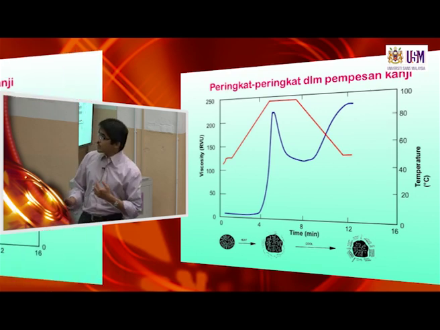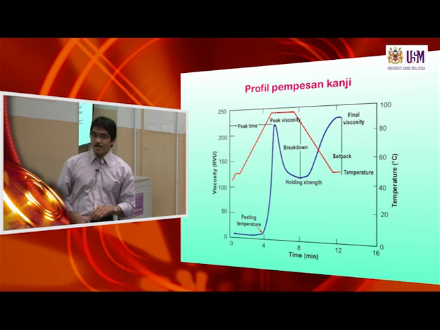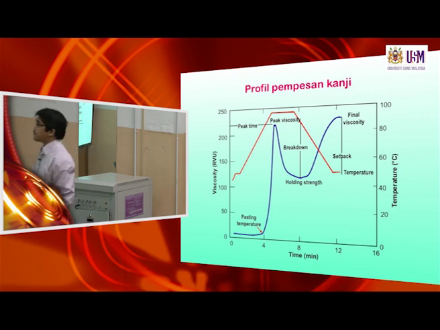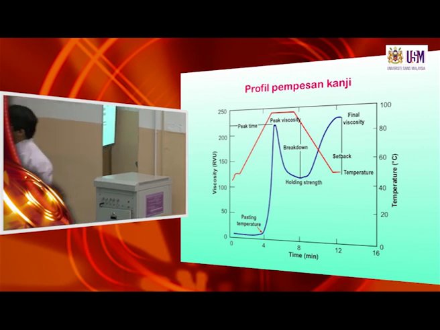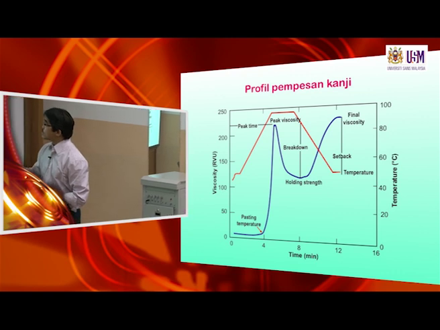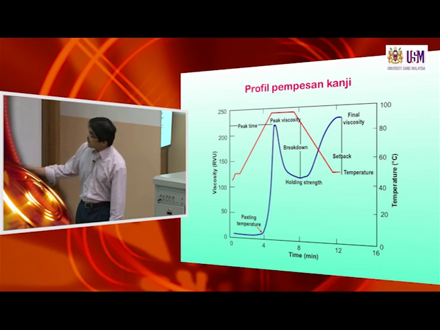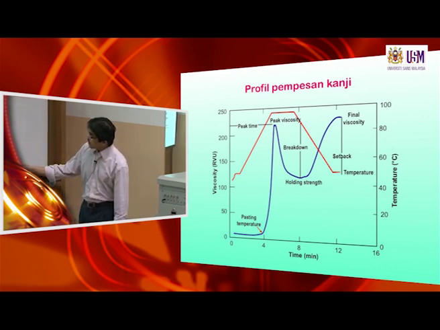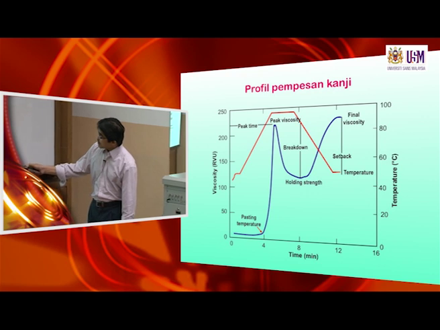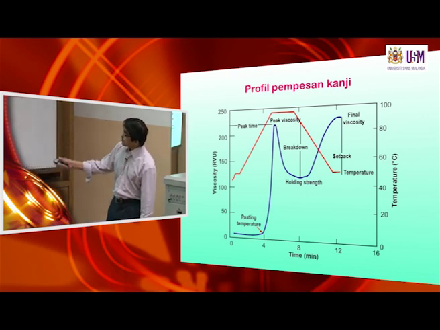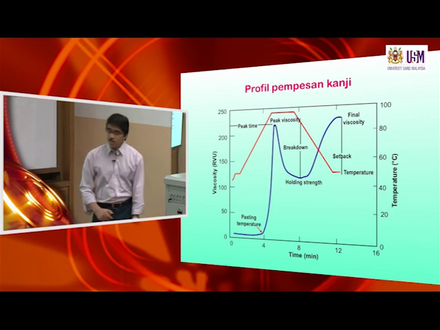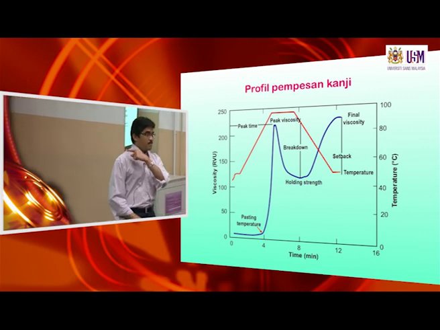The next graph will show you the various parameters that characterize the gelatinization, the pasting, as well as the retrogradation part. During the holding period, we can measure the peak viscosity, and this point is called the trough viscosity, and the breakdown will give you a measure of the stability of the starch. I will say more about this graph in the next lecture. So we stop here.